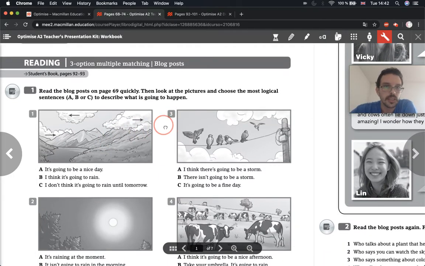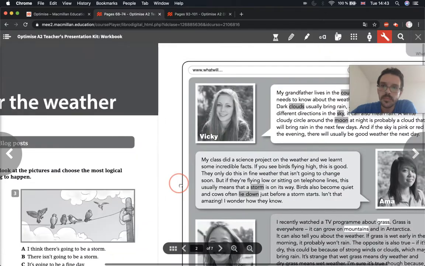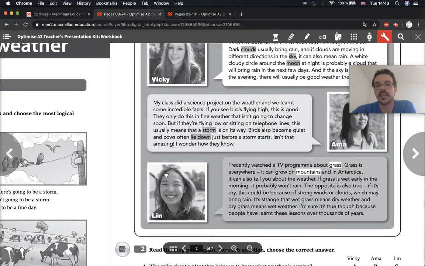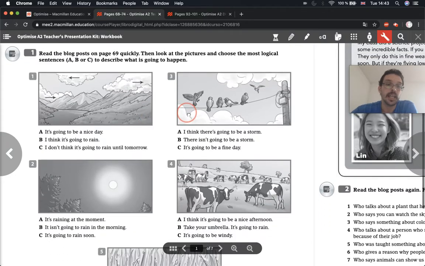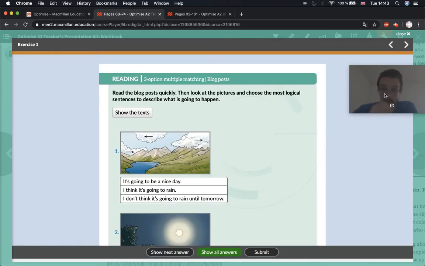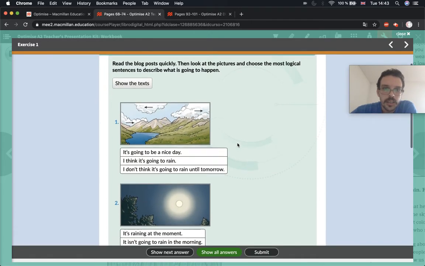Have a quick read. So again, first thing, quickly read the text to get the main idea. Okay, and then what we'll do is we'll look at these pictures and we'll think of a logical phrase to describe what is going to happen, right? What's going to happen. So let's have a look. Here we have some mountains, a valley, and the clouds are moving in different directions.